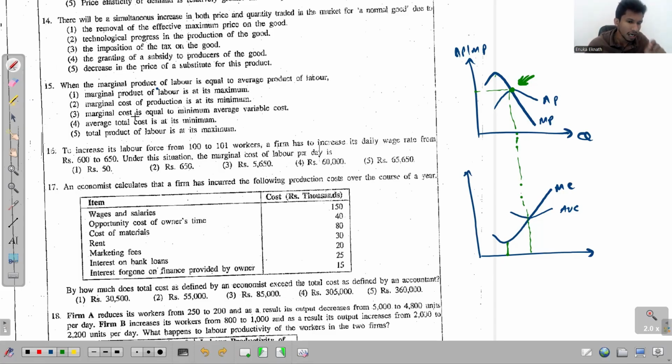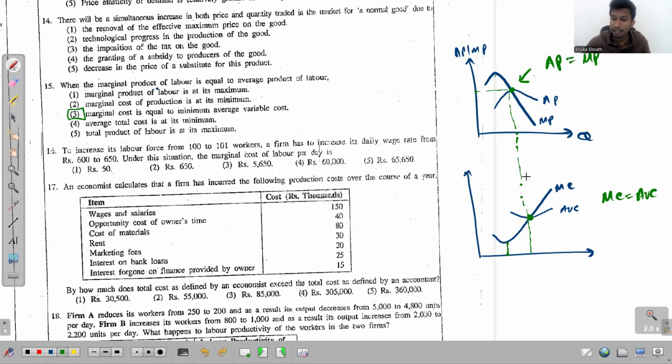The third one, marginal cost is equal to the minimum average variable cost, which means at this point, when MP and AP become equal. See, as we discussed earlier, what will happen in this market when AP becomes equal to MP? Even MC becomes equal to average variable cost. And that's what they have mentioned in the third option. Marginal cost is equal to minimum average variable cost.